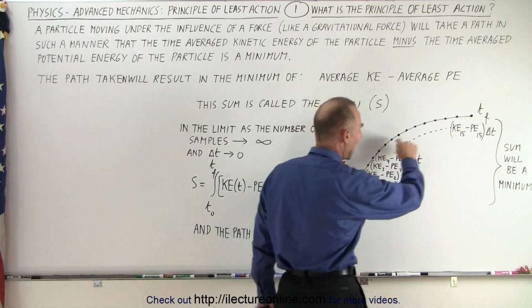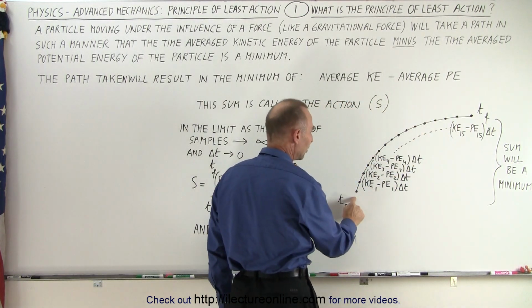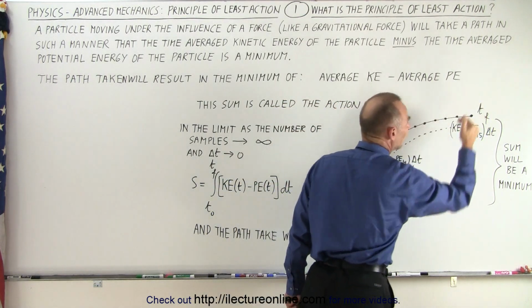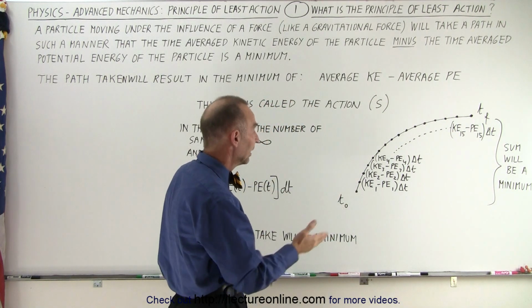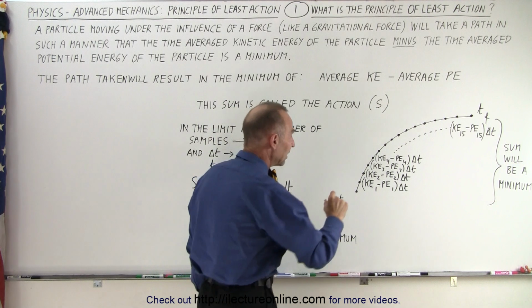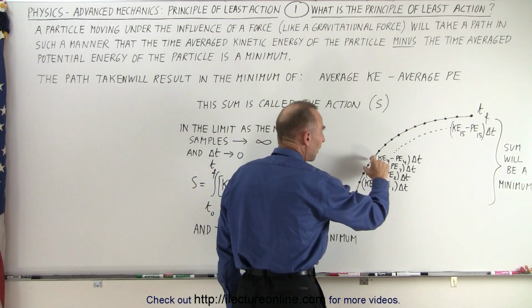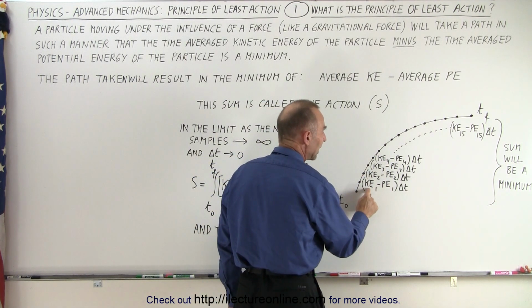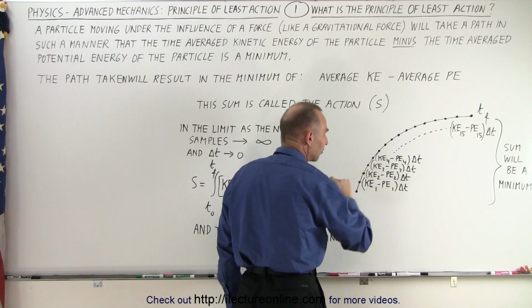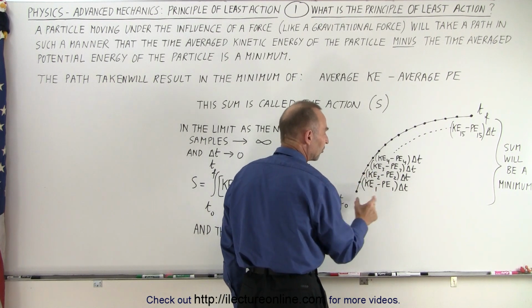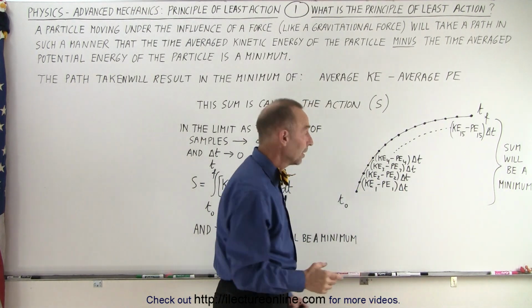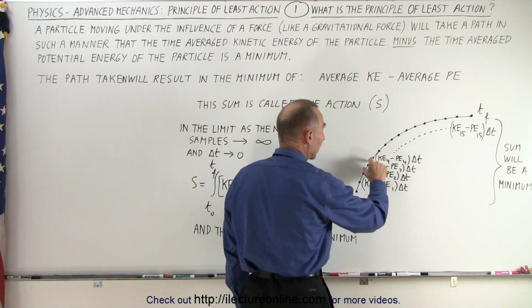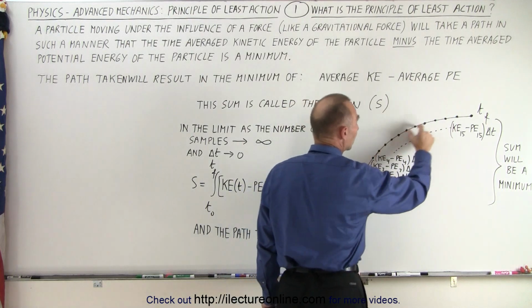Let's say that this is the path a particle takes. It starts at t0, t initial, and it ends at t final. It takes a certain amount of time, the difference between t final and t initial. And let's say that for each small section of the path that the particle takes, we'll take the kinetic energy over that section and the potential energy over that section, subtract the two, and multiply times delta t. We do that again for the next section, the next section, the next section, all the way along its path.